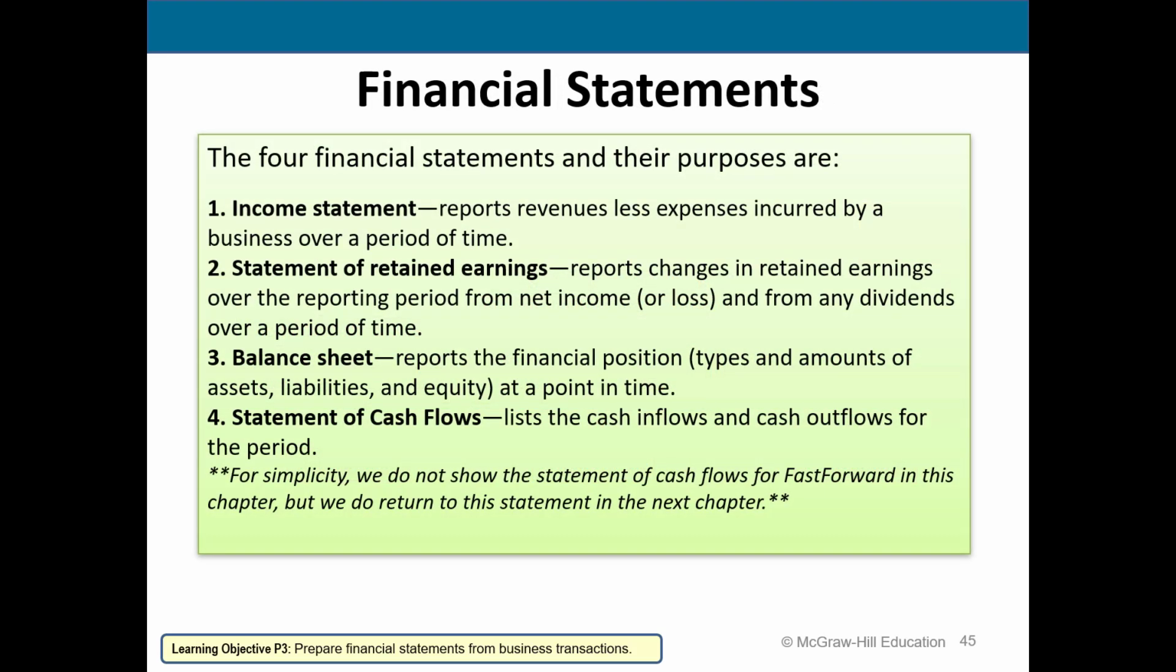You'll recall from chapter 1, the income statement reports revenues minus expenses. Statement of retained earnings reports changes in the retained earnings. We add our net income or subtract a net loss, and we also subtract dividends. The balance sheet will report as of the day it's prepared, the assets, liabilities, and equity, and then the statement of cash flows will show us how we went from our beginning cash balance to our ending cash balance.